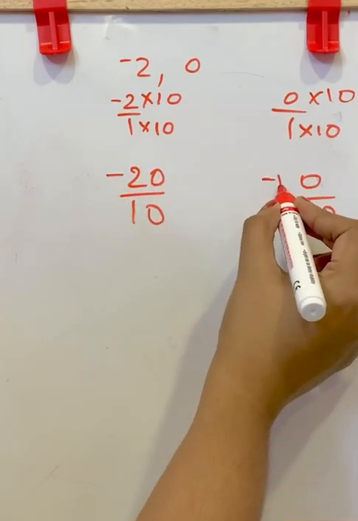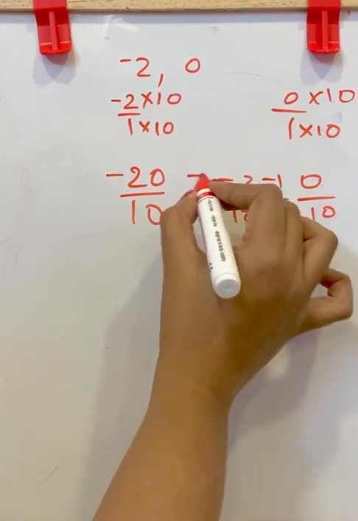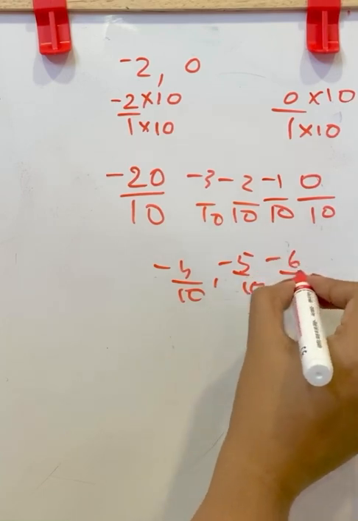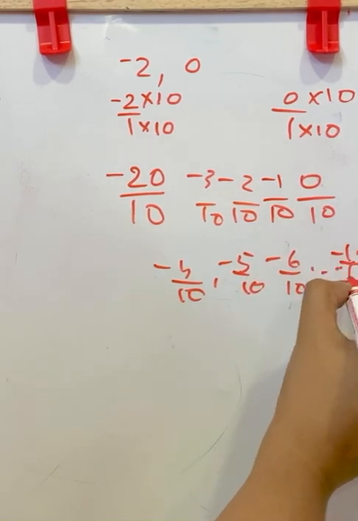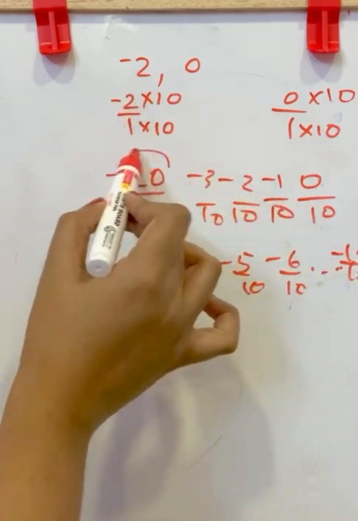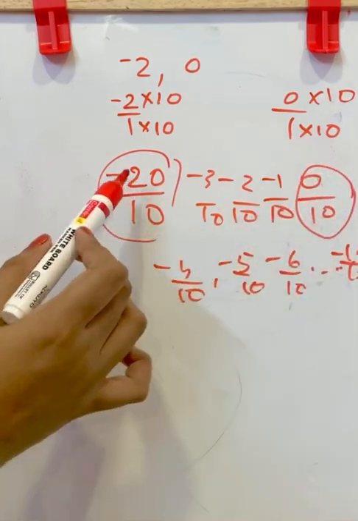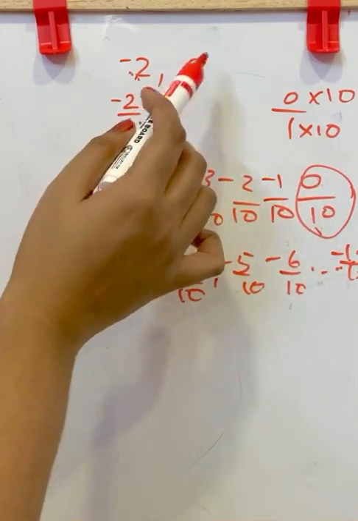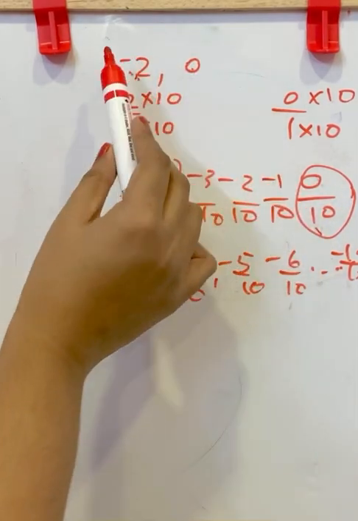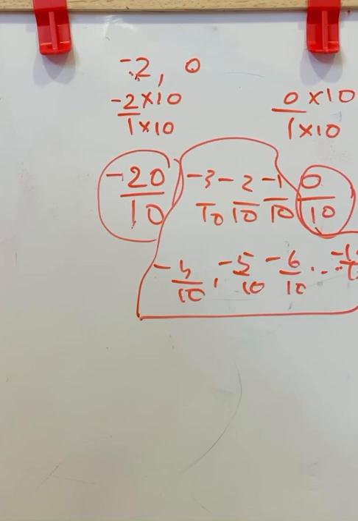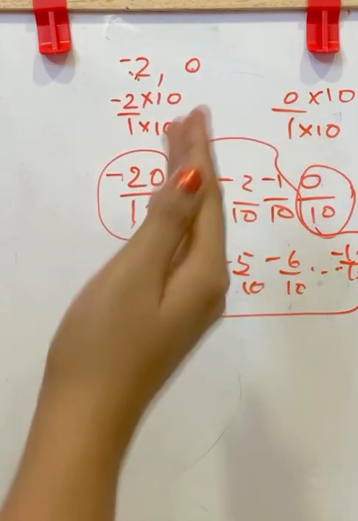Between them we can find negative 1 by 10, negative 2 by 10, negative 3 by 10, negative 4 by 10, negative 5 by 10, negative 6 by 10, till negative 19 by 10. All these rational numbers are between negative 20 by 10 and 0 by 10. And negative 20 by 10 is actually equal to negative 2, and 0 by 10 is 0. So the final answer is that between negative 2 and 0 we have so many rational numbers. So this is one method to find rational numbers between two integers.